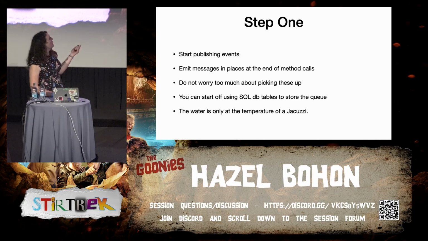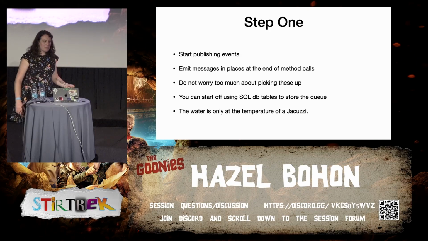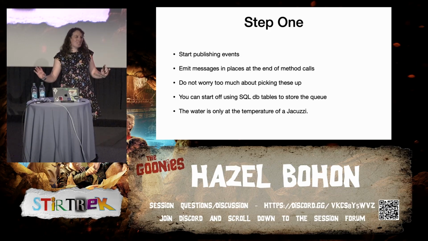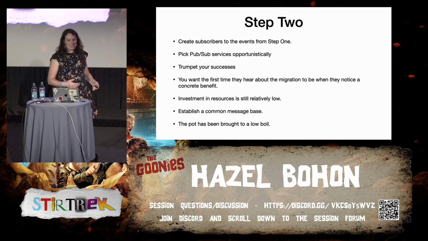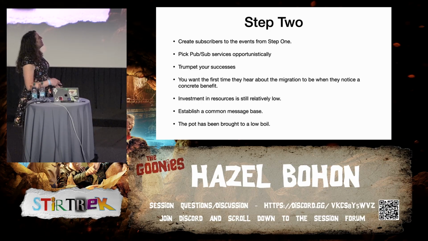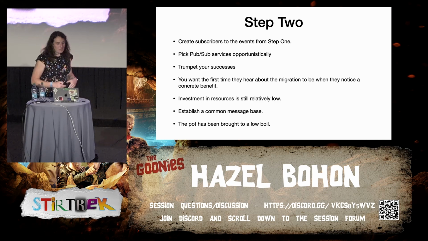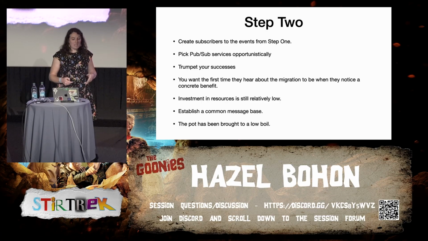And like I said, you can start off with a SQL database if you're not ready to take that leap and jump into RabbitMQ or something else. Really at this point, the water, it's a jacuzzi. We're not boiling yet. This doesn't take that much time, right? It doesn't add that much. And so then as you've started to add these in, this will sort of bleed into step 2, where we're going to start creating subscribers to those events from step 1. We want to do this in a very opportunistic way, right? Looking for situations where it would make sense to do this, right? And then we can trumpet those successes when we get them.